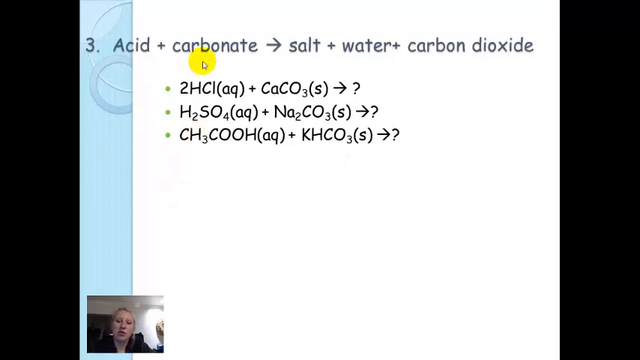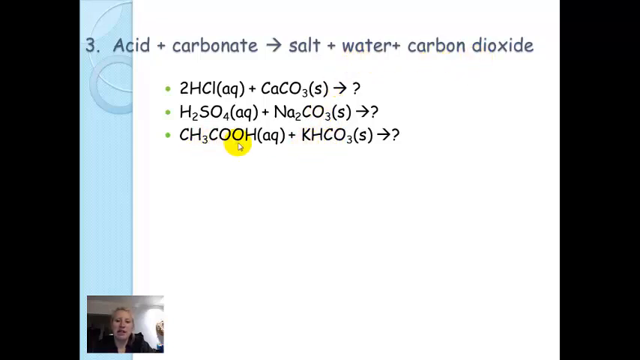The third important type of reaction is when an acid combines with a carbonate to form a salt plus water plus carbon dioxide, because remember we said that H2CO3 always splits apart into water and carbon dioxide. So here we have HCl plus calcium carbonate. Again, double replacement would give us calcium chloride plus hydrogen carbonate, which remember we always write as water plus carbon dioxide. Here we have sulfuric acid plus sodium carbonate, so we'll form sodium sulfate plus hydrogen carbonate, which breaks apart into water and carbon dioxide.